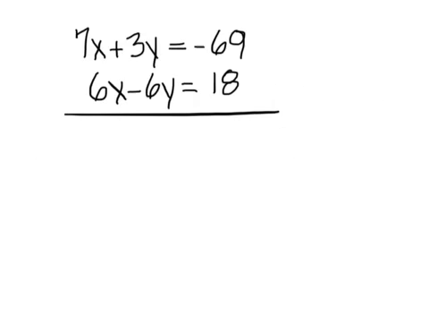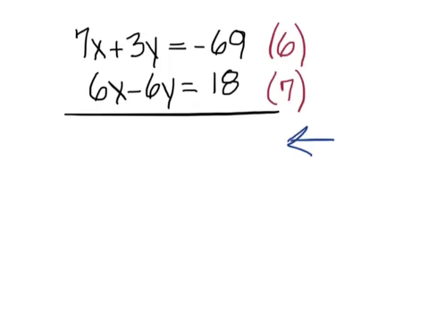Here's example number 1. Your system of equations is 7x plus 3y equals -69 and 6x minus 6y equals 18. What's the number that goes in that spot? 6. Yeah, I'd have to multiply the first equation by 6. So what would I multiply the second equation by? 7. So we'd put a 7 there.